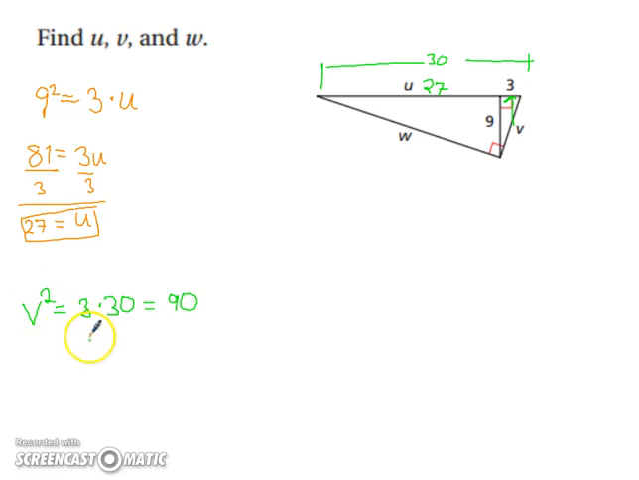And since we want v by itself, we're going to take the square root of both sides. So we're going to take the square root of 90. And it's not a nice one, but we can take the square root of 9 and 10, which gives us the 3 square roots of 10 that we're looking for. And that would be our v.